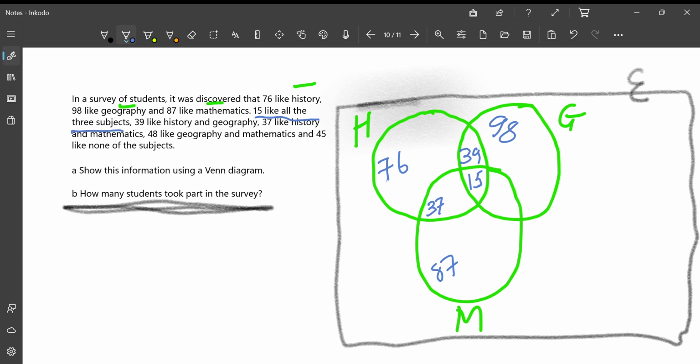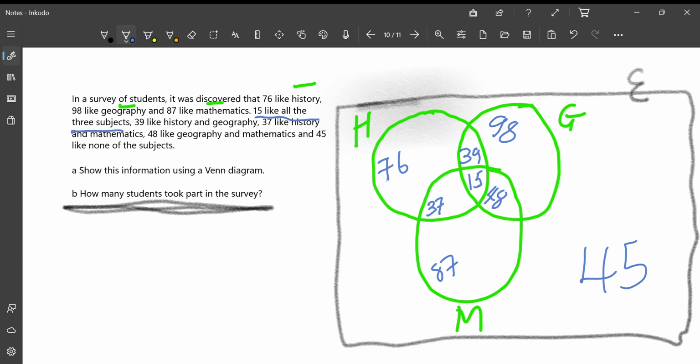So 48 like geography and mathematics. So this other section here is where geography and mathematics meet. So I'm going to put in 48 there. So 48 persons are here. All right. So 45 like none of them. So I'm going to put it just outside here. 45 persons like none of them. Now, we are going to show this information in a Venn diagram. So this should have been my complete answer.